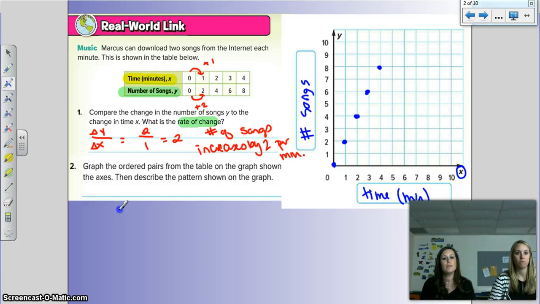Okay. So graph it. There we go. Then describe the pattern shown on the graph. Oh, it is a straight line. It appears to make a line. That's the pattern. We talked about it. So okay, it makes a line.